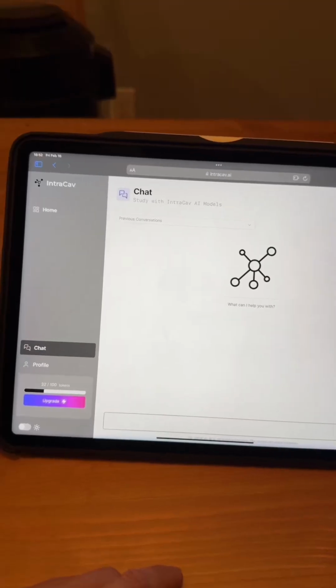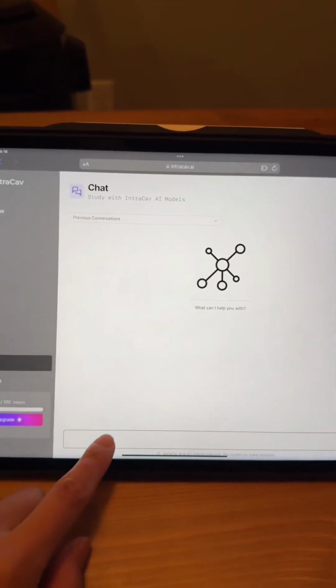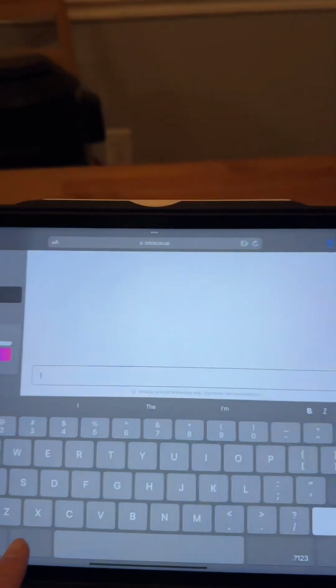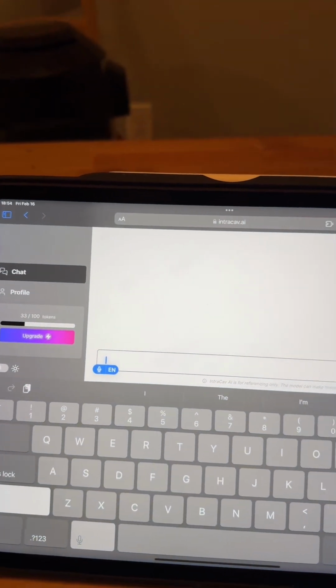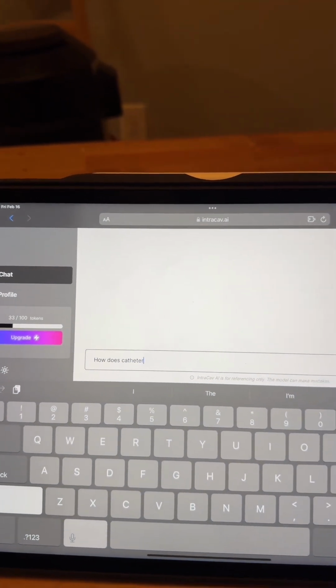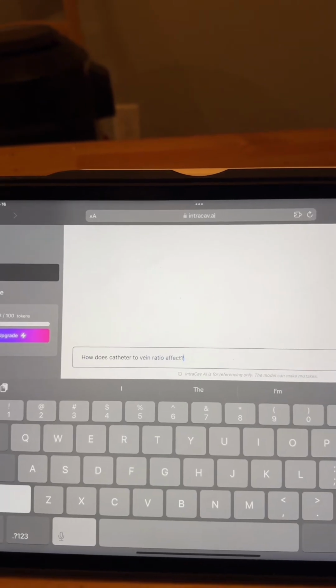Now, if you really stuck around, let me show you a little trick and secret that I use to get some of my information. Oh, I don't want to show you this, but I'm going to do it because I care about you guys. How does catheter to vein ratio affect thrombosis in the veins?